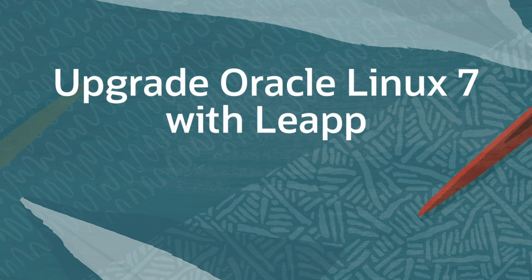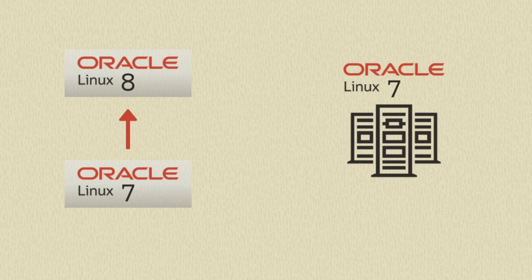Welcome to this video on using Leapp to upgrade a system running the current release of Oracle Linux 7 to the current release of Oracle Linux 8. The Leapp utility is used to upgrade operating systems only, specifically upgrading from a current version to the next higher version. Each version of Oracle Linux has its own Leapp utility package to be installed. The Leapp upgrade process demonstrated in this video only covers upgrading Oracle Linux, not any other operating systems or versions.